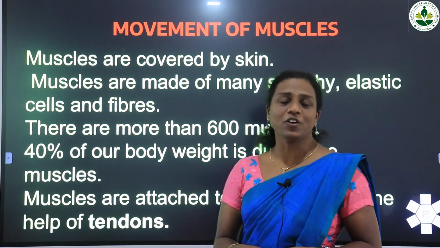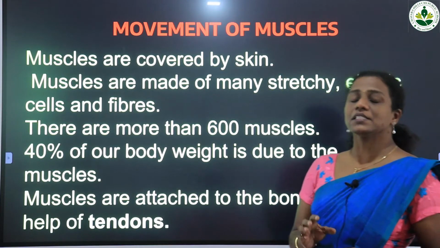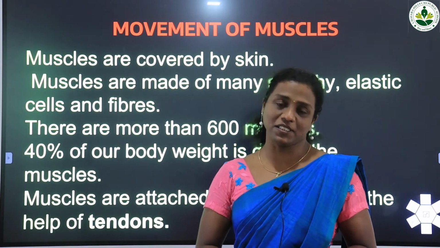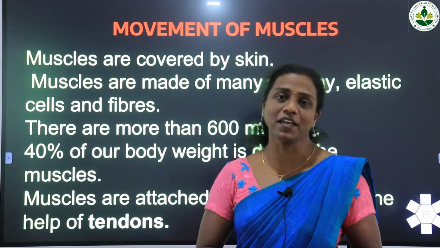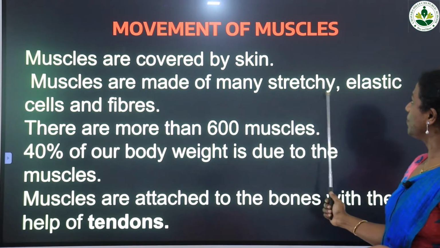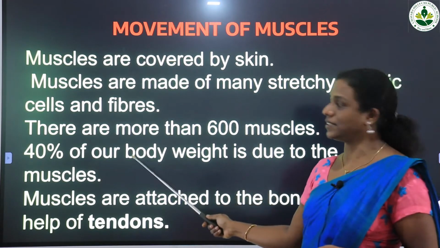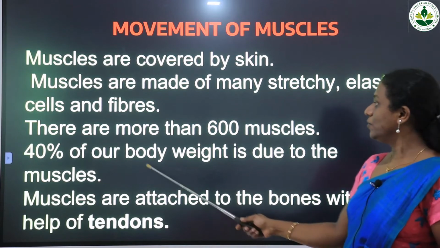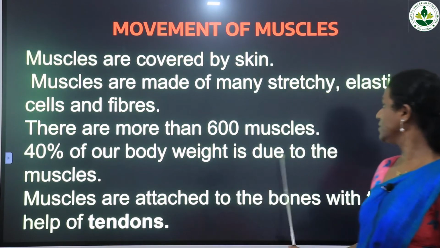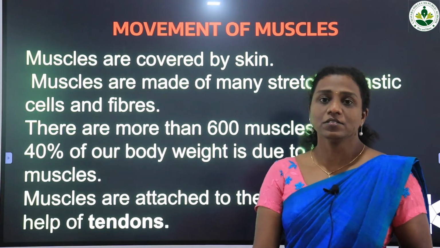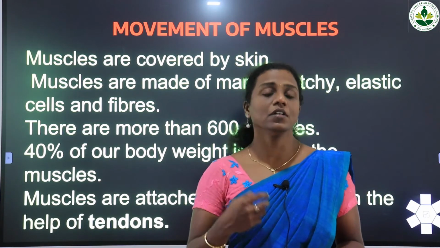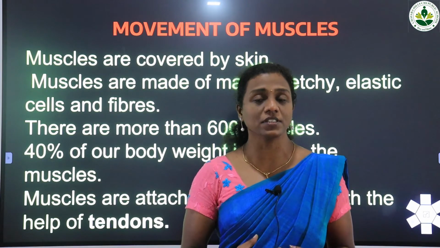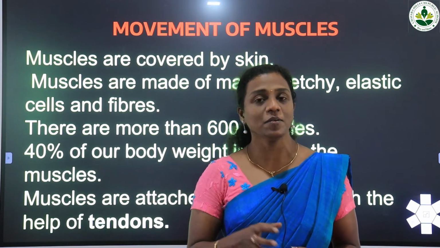Now we can check movement of muscles. Muscles are mainly attached to the bones. The bones are covered by muscles and these muscles are covered by skin. Muscles are made of many stretchy elastic cells and fibers. There are more than 600 muscles in our body. 40% of our body weight is due to the muscles. So more than 600 muscles are present in our body and 40% of our entire body weight is constituted by the muscles.